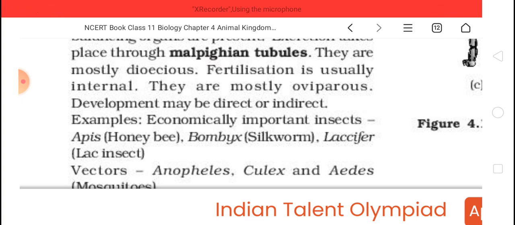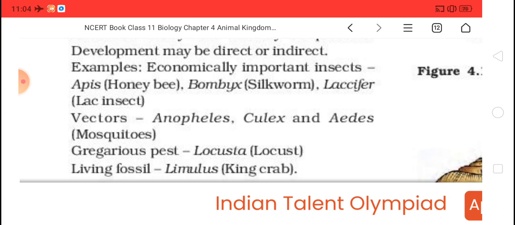Their examples are given. You can see honeybee, silkworm, lac insect, all these are economically important, whereas vectors, we all know, are Anopheles, Culex, and Aedes. Whereas gregarious pests include Locusta, and the living fossil is Limulus, king crab. Please memorize it. You can expect questions because Locusta was asked in 2020, and Bombyx, which is silkworm, was asked in 2019.